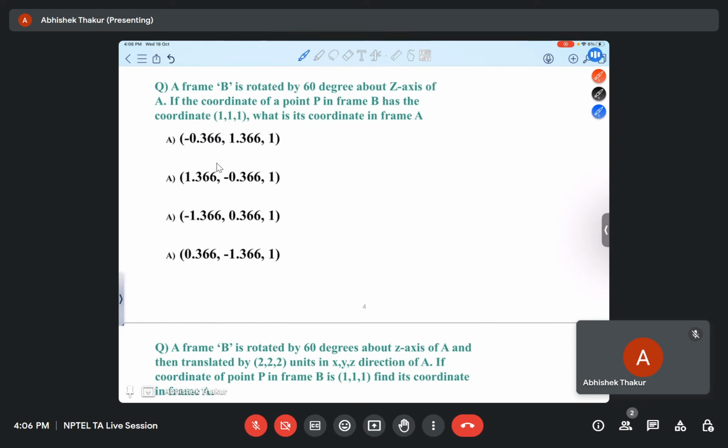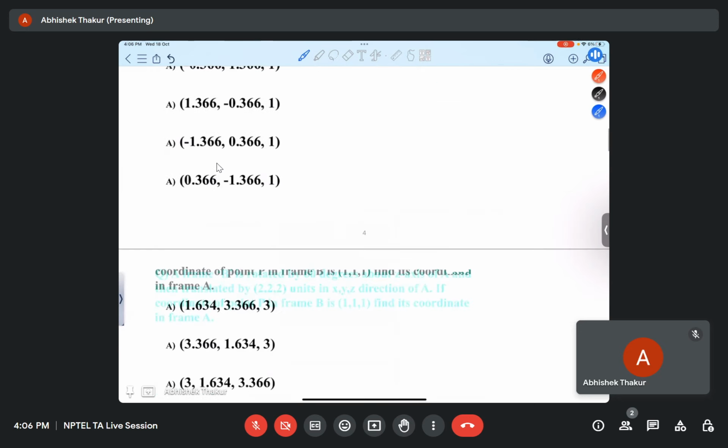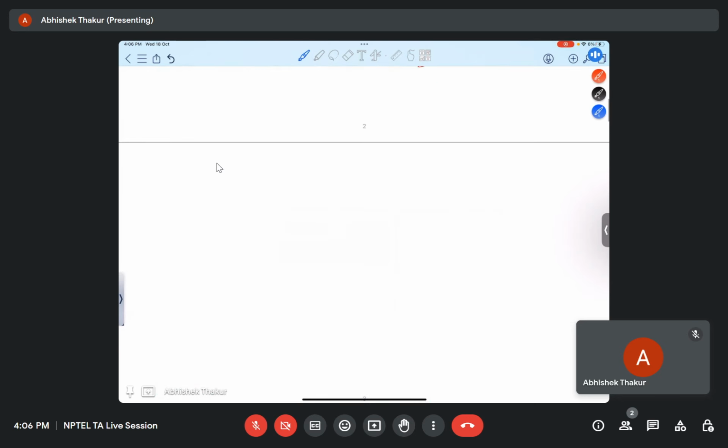Also, we will see how this R is calculated. There is no question based on that, but anyway, I will go through the basics.